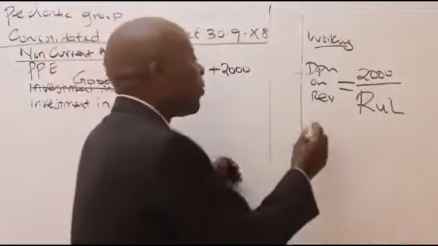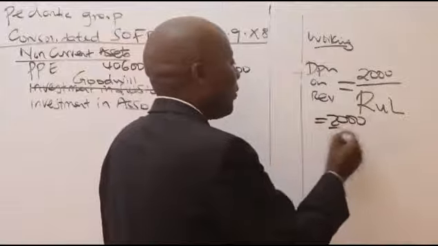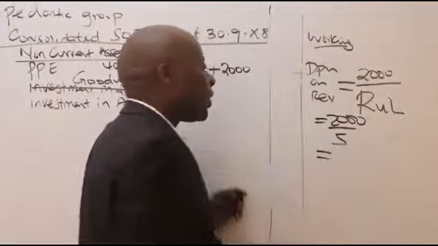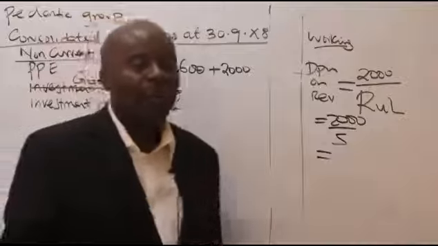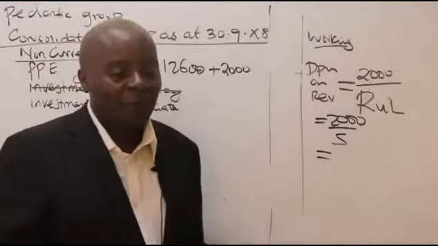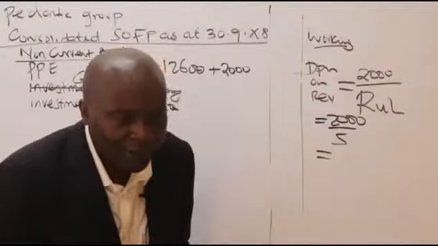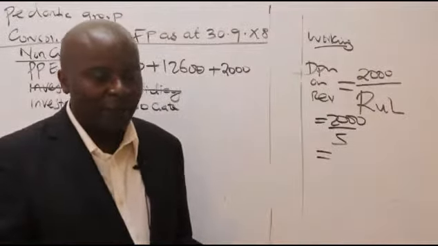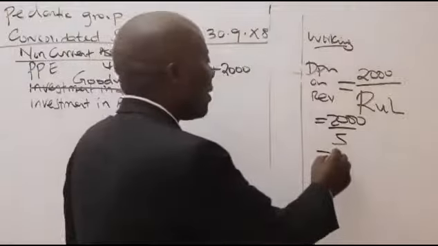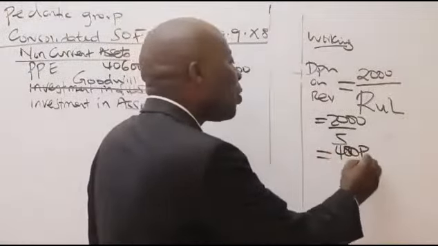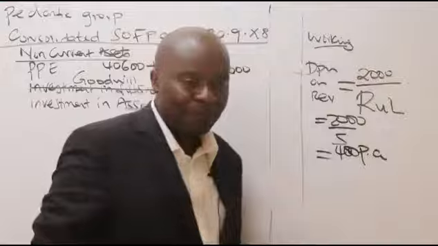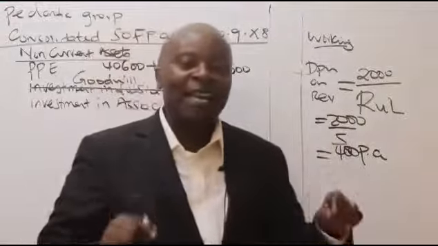Ladies and gentlemen, we have here 2,000 divided by 5. So 2,000 divided by 5 gives me what, somebody? That's quite a huge figure. 2,000 divided by 5 gives me 400. Thank you very much. But you see, this 400 is per annum.